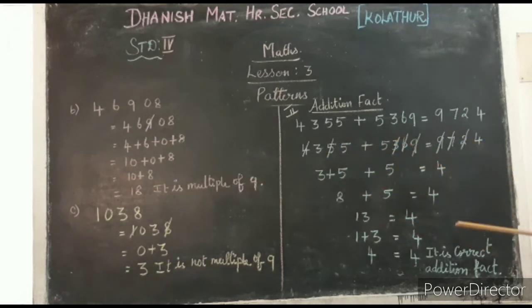Move on to the second number. See, in the second number 9 is there. So cast out 9. Other than 9, are there any two numbers that add to 9? Yes, 3 and 6. If you add 3 plus 6, we get 9. So cast out 3, 6, 9. The balance number is 5. So write 5 is equal to.